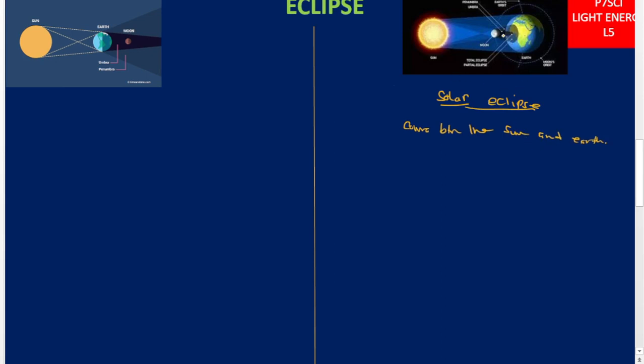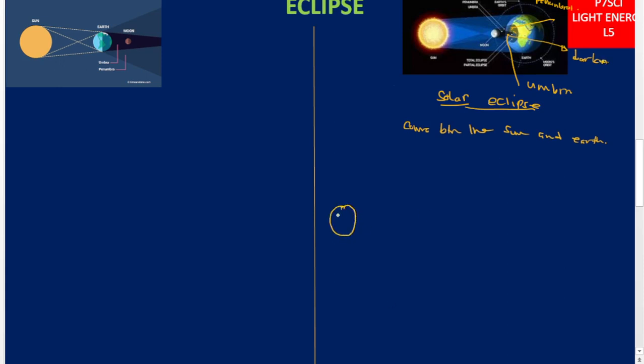Now look at this one. Here we are going to experience the umbra shadow, and two, we are going to experience the penumbra. The people in this region are going to experience the penumbra, or the partial darkness, and people here are going to experience the total darkness, which is called the umbra. Now let us see how we can draw it.